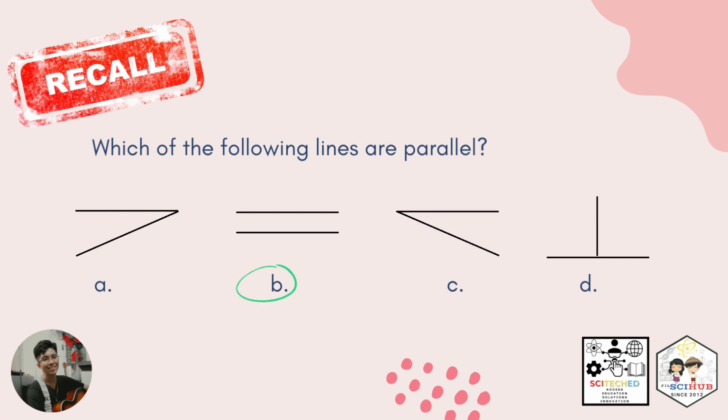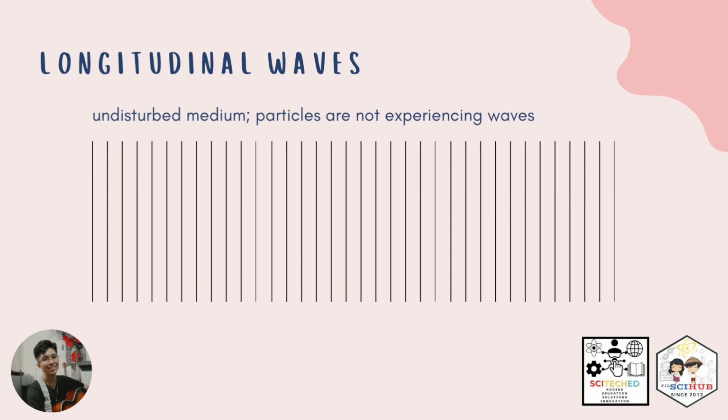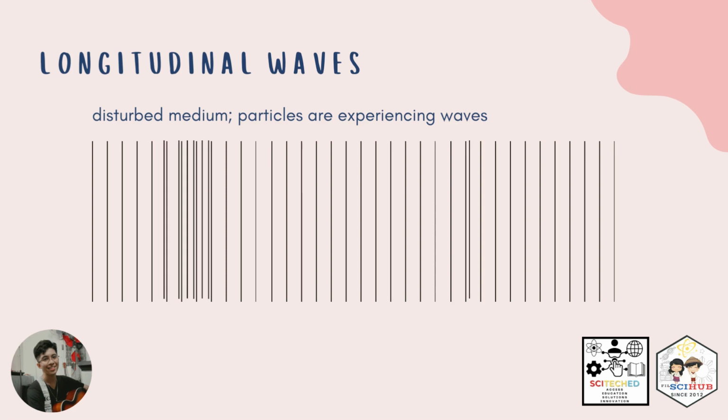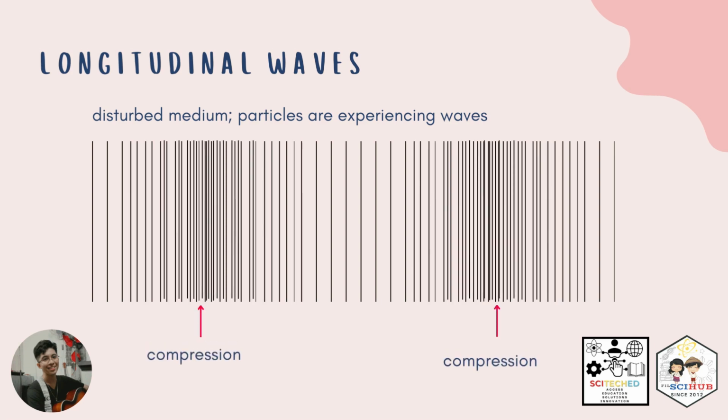This one is an undisturbed medium. What do we mean by undisturbed medium? This means that there is no wave that travels through or propagates in this medium, which can be solid, liquid, gas, or plasma. Now, the next figure is disturbed. There is a disturbance which causes waves traveling through this medium.